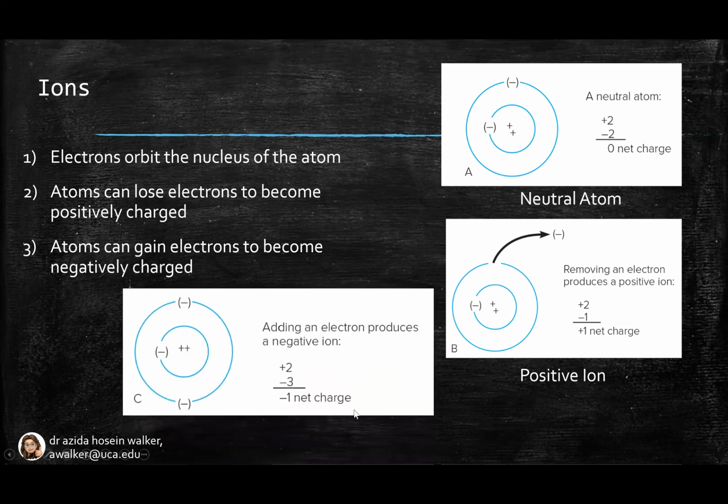And the other thing can happen as well. We can have an extra electron join into the orbit. And so now our atom has 2 positive charges, but 3 negative charged electrons. When we add them all up, we get a net negative charge. So the neutral atom has a net 0 charge, a positive ion has a net positive charge, and a negative ion has a net negative charge.